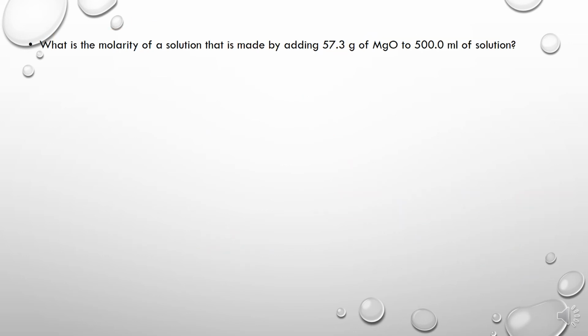Last problem. It's asking what is the molarity of a solution that is made by adding 57.3 grams of magnesium oxide to 500 mL of a solution. So I've been given the mass, I've been given the volume in milliliters. So I have two conversions to make. I first have to convert the mass to moles.